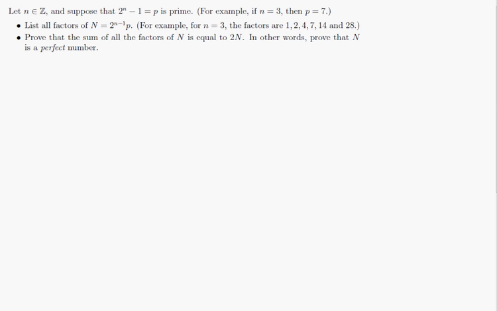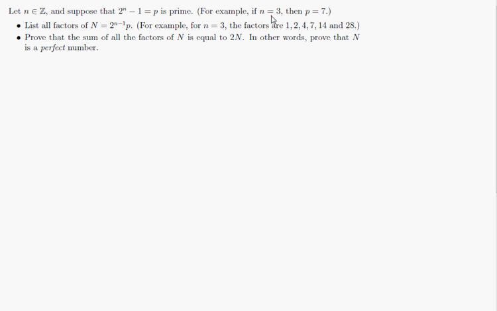Let's take a look at this review problem. Let n be a positive integer, and suppose that 2 to the n minus 1 happens to be a prime number. This is called a Mersenne prime. For example, if n is equal to 3, then 2 to the third minus 1 is equal to 7. 8 minus 1 is 7.